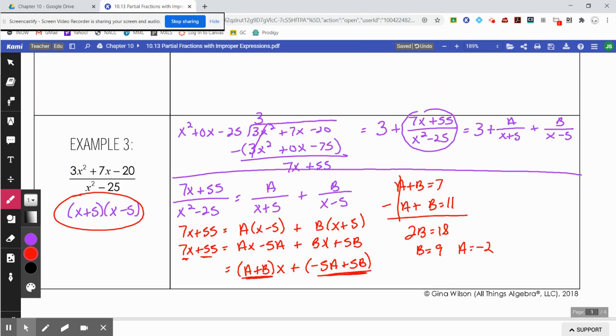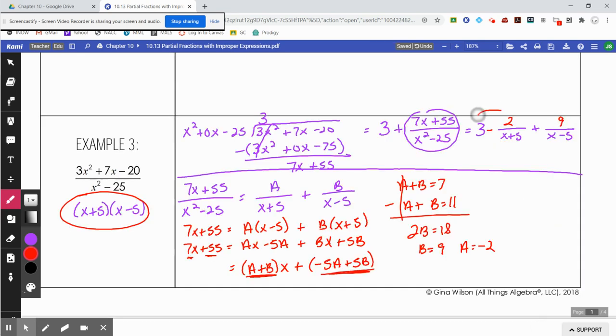So therefore, let's go back here to my original problem. My a value is -2, so I can actually put a -2 here. My b value is a 9, so therefore there is my decomposition.